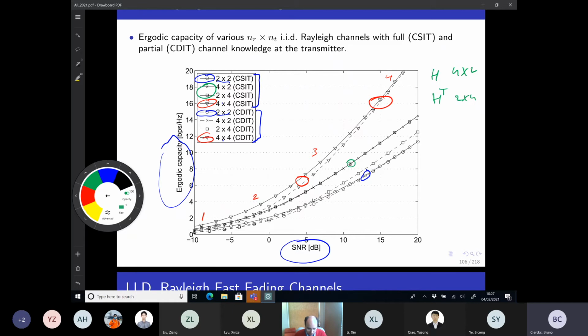Then we have the CDIT here. And you will see you have a loss between the CDIT and the CSIT. And the loss comes from the fact that in the CDIT, you will always transmit at 1/n. You will optimize your power allocation, right? So that leads to a certain loss.